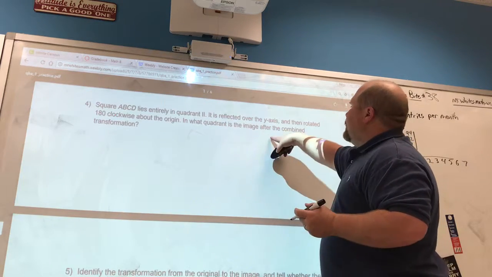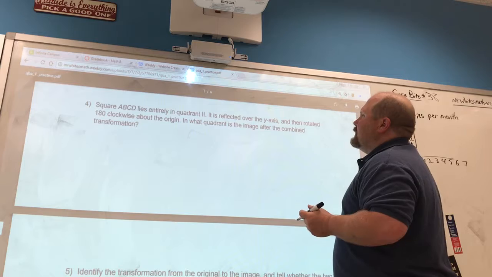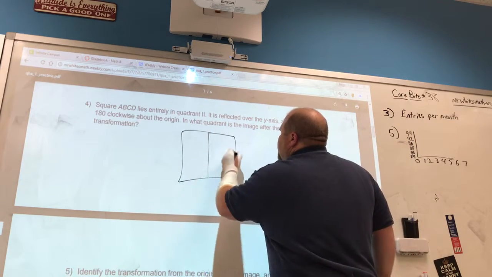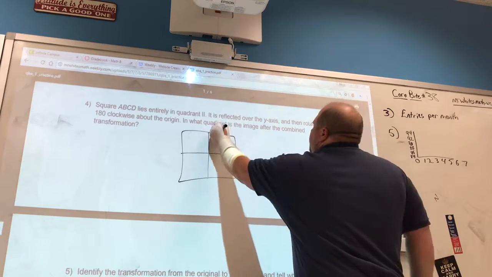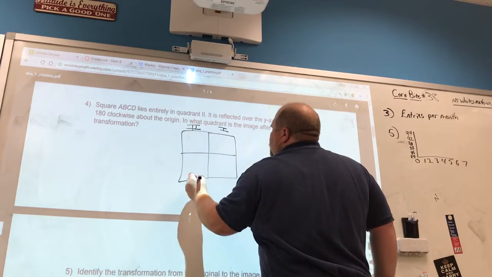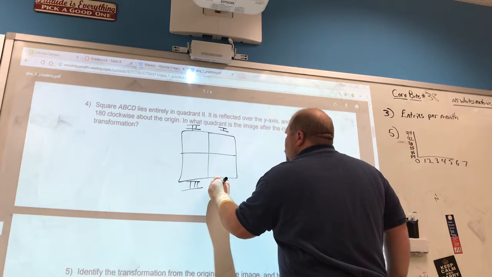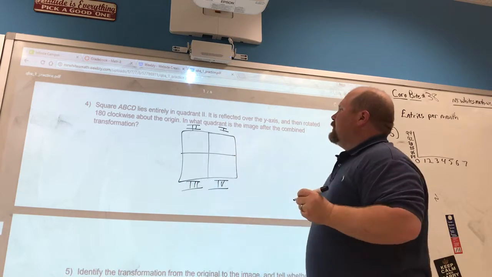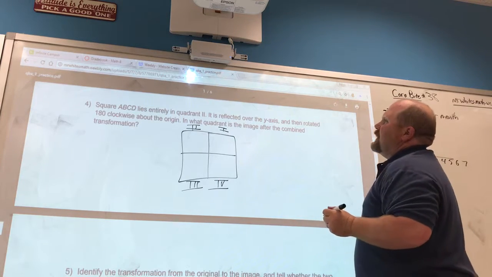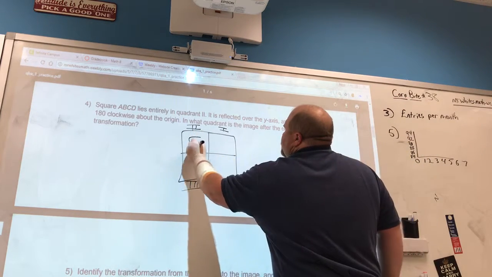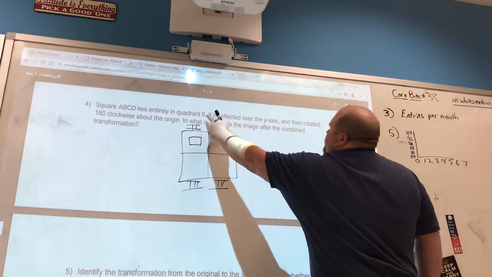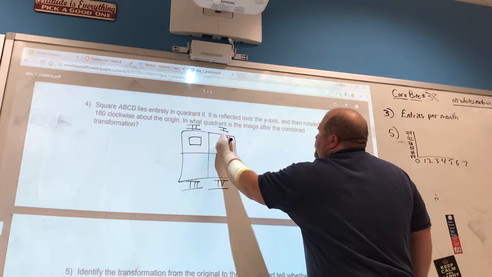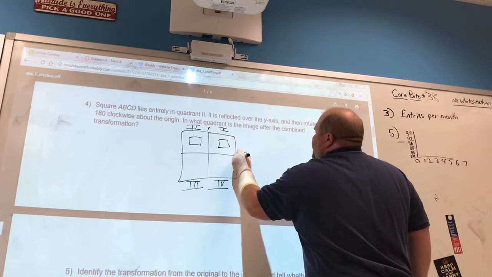Number 4, a square ABCD lies entirely in quadrant 2. So immediately I would recognize that I need to, on my scratch paper, draw a graph, and we know this is quadrant 1, quadrant 2, quadrant 3, and quadrant 4. All right, remember it makes a C. 1, 2, 3, 4. So the first thing is I have A, B, C, D, and it's in quadrant 2. So there's my square. It's in quadrant 2. It's reflected over the y-axis. So it's going to go from here to here, because this is my y-axis.